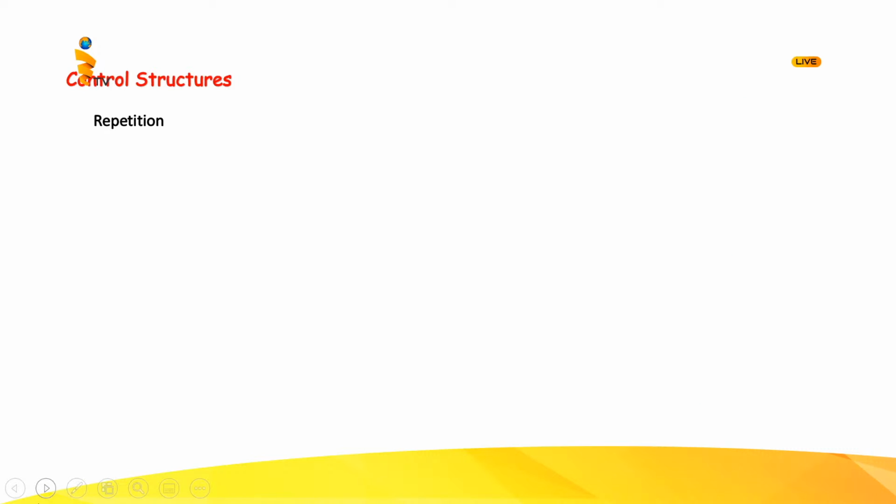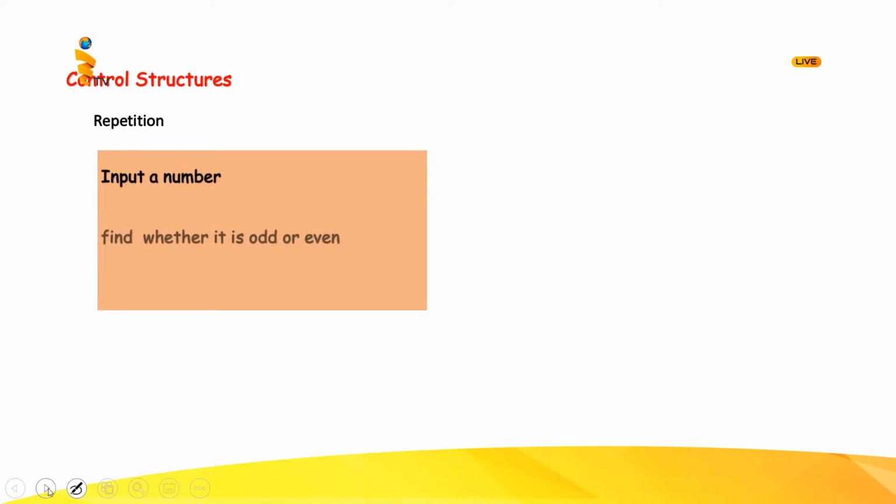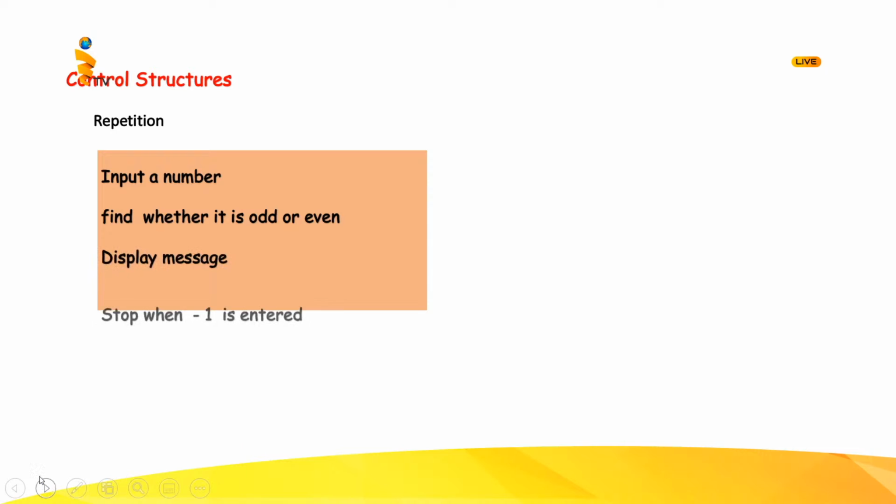Okay. Now as our last structure, we will find out how to represent a repetition control structure using a flow chart. Now this is our question. Can you remember our question? We are going to find whether a number is odd or even.